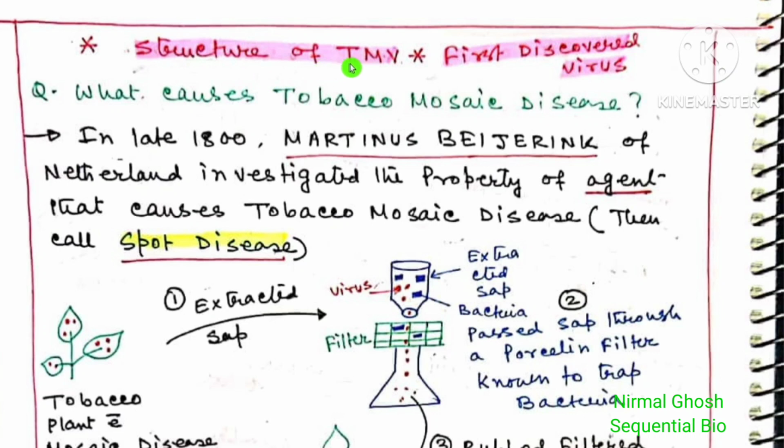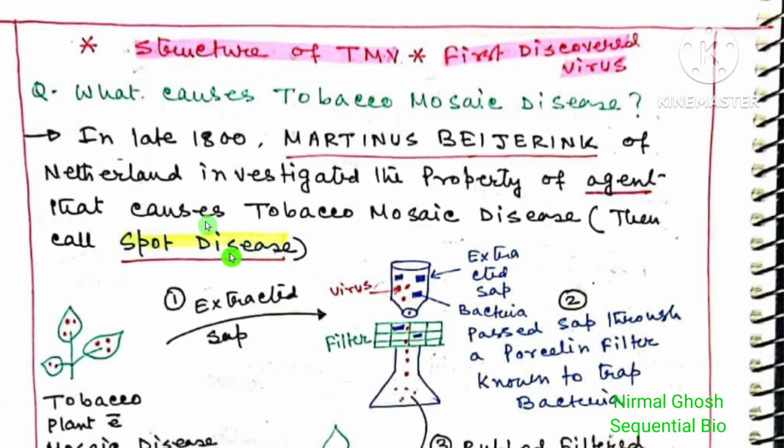Today we will discuss the structure of tobacco mosaic virus. You know, tobacco mosaic virus is the first discovered virus. Before going to the discussion about the structure of tobacco mosaic virus, first we see how this virus was discovered. Martinus Beijerinck of the Netherlands investigated the property of the agent that causes tobacco mosaic disease, and first tobacco mosaic disease was called spot disease.